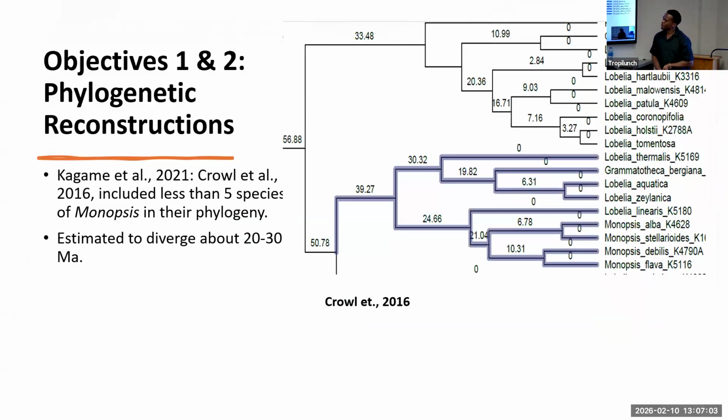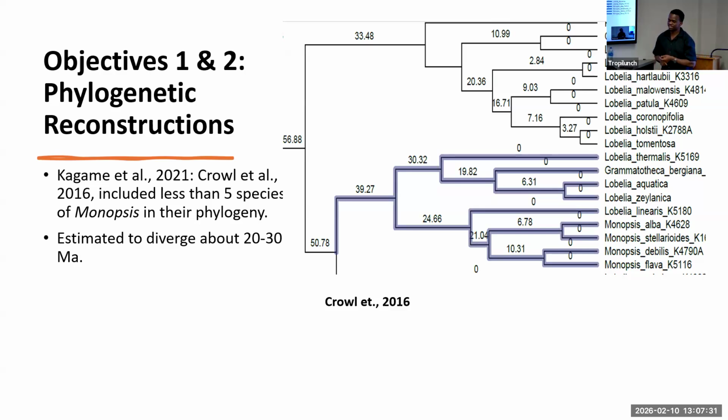Previously, our postdoc in our lab, Crow, included Monopsis in his phylogeny. And they found out that Monopsis diverged about 20 to 30 million years ago. That raises our confidence in our hypothesis number one, because previously, when looking at the Cape to Caroline hypothesis, they assumed that the actual radiation happened in the Cape region or in the Mediterranean region.